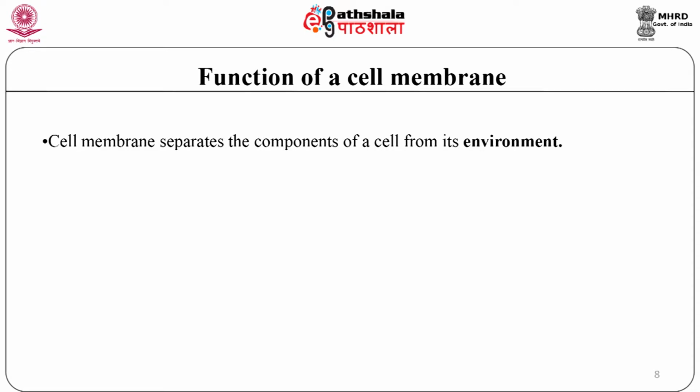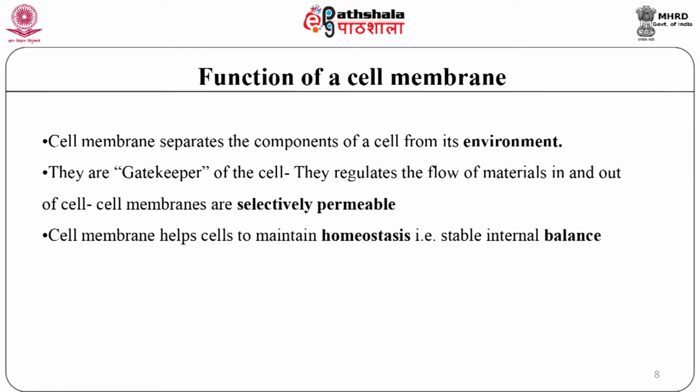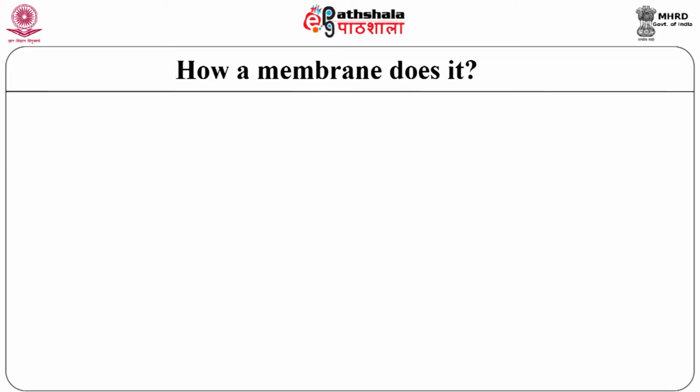Function of a cell membrane. Cell membrane separates the components of a cell from its environment. They are the gatekeepers of the cell. They regulate the flow of material in and out of the cell. Cell membranes are selectively permeable. Cell membranes help a cell to maintain homeostasis, that is, its internal balance. But how does the cell membrane do it?